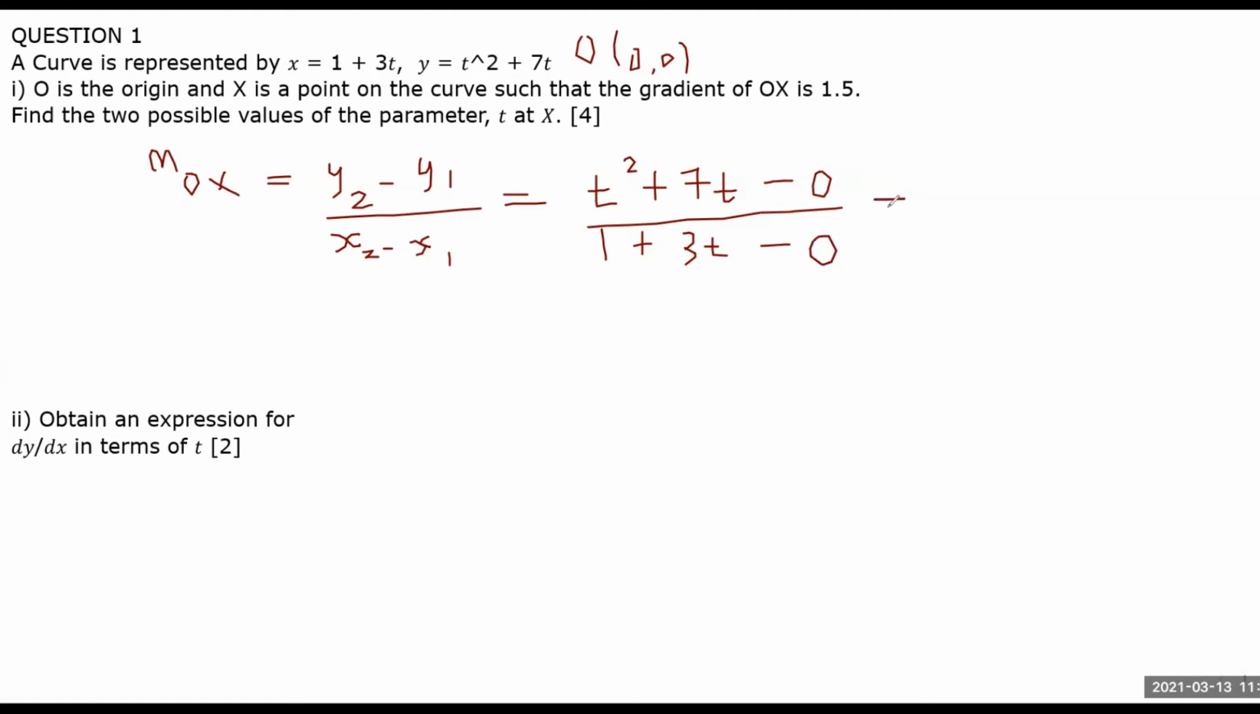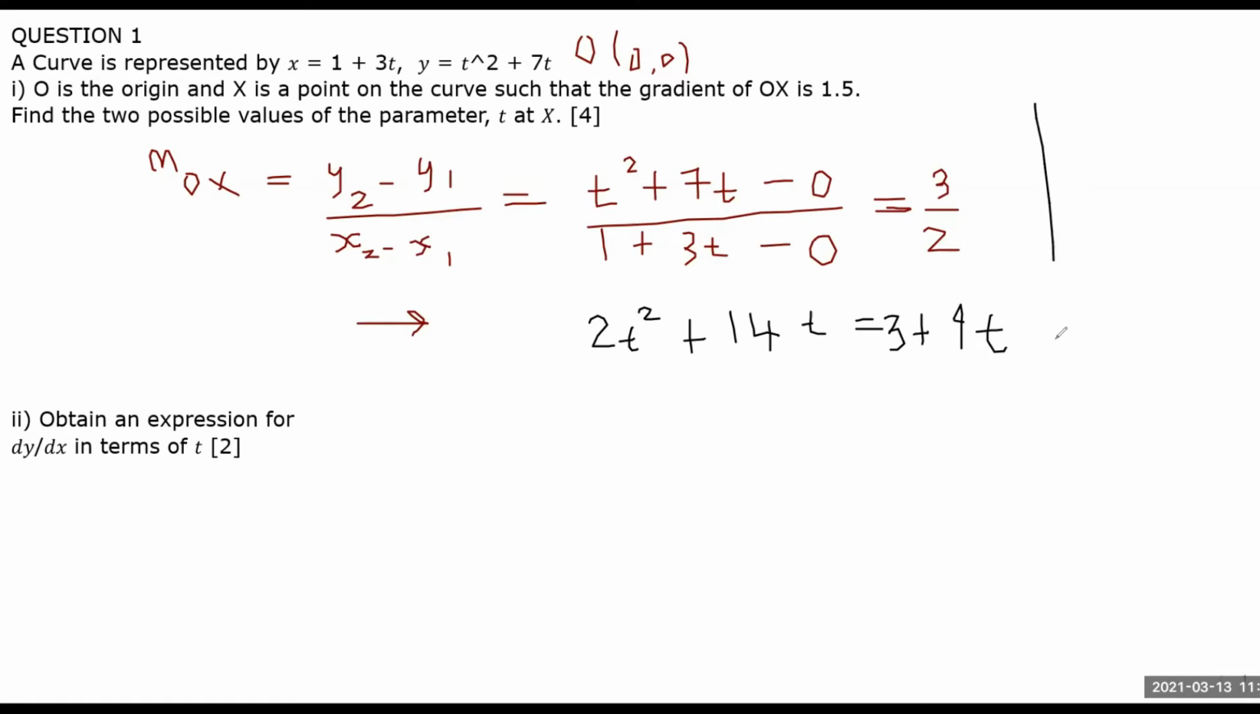All right, and what did they tell us? The gradient of OX is 1.5. That is, 1.5 is 3 over 2. Now we're just going to cross multiply and solve for t. So when we cross multiply, we end up with 2 times t squared, so it's 2t squared plus 2 times 7t, which is 14t, and that is now equal to, we cross multiply, 1 plus 3t times 3 to get 3 plus 9t.